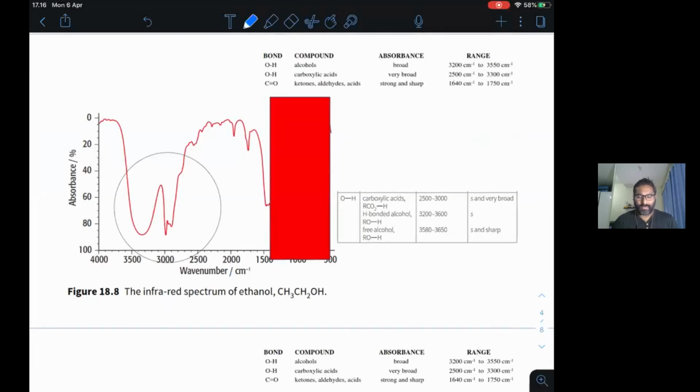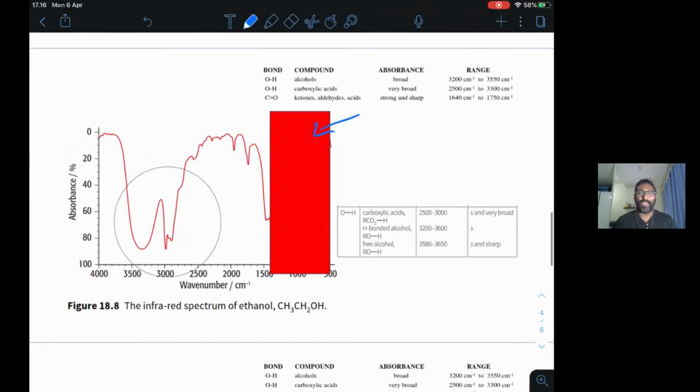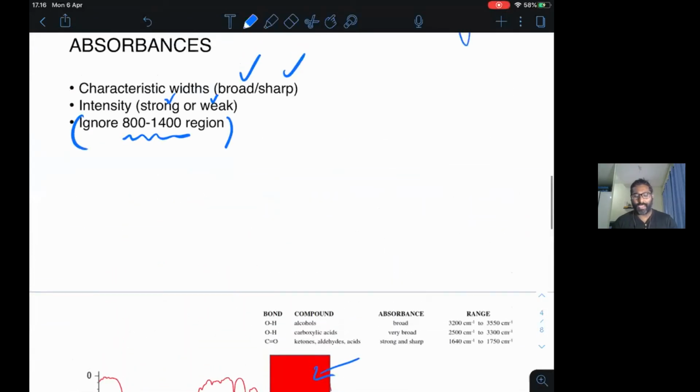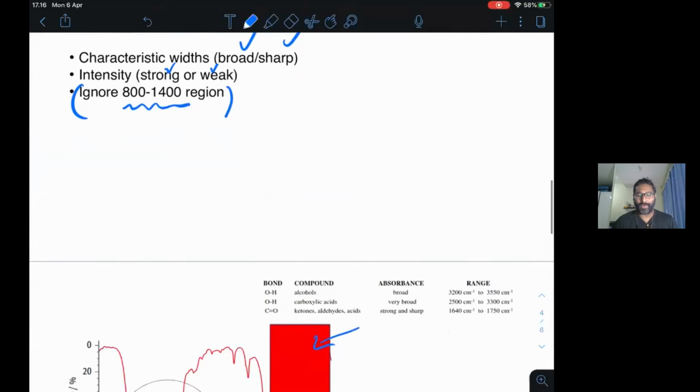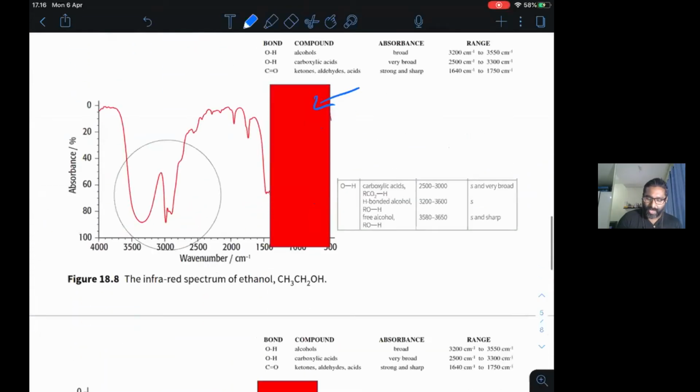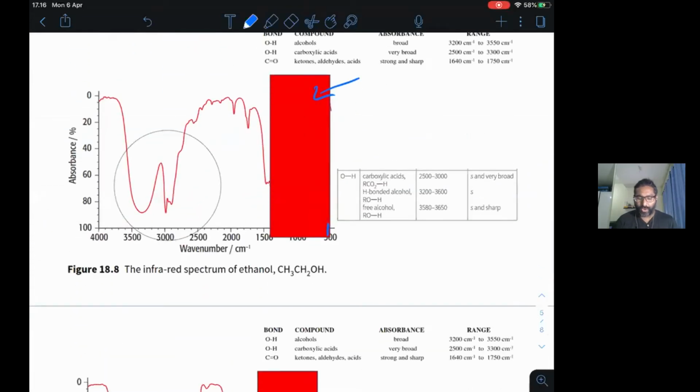Okay, so in this example, if you look at this red box, why did I put the red box there? Because I do not want you to look at the 800 to 1400 region. So this is going to be 800, somewhere starting from 400, so 1400. We do not want to look at this part over here. Whatever I have over here, I'm not going to look.